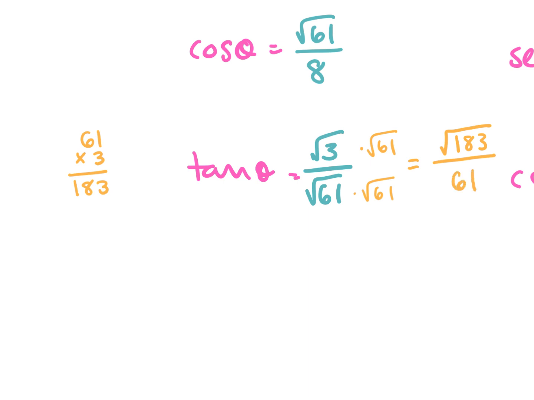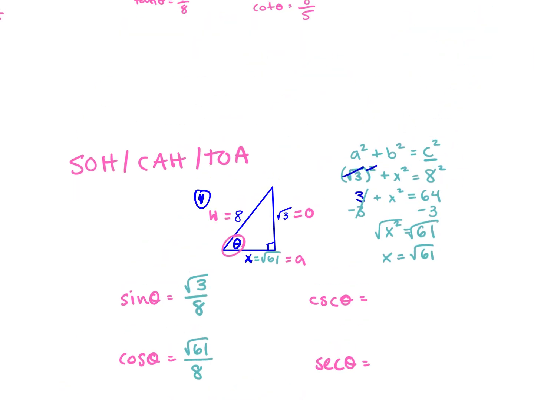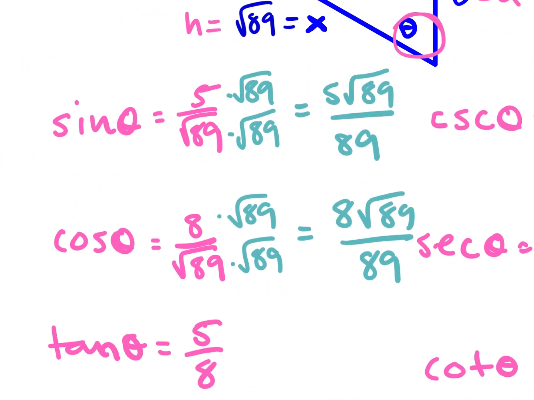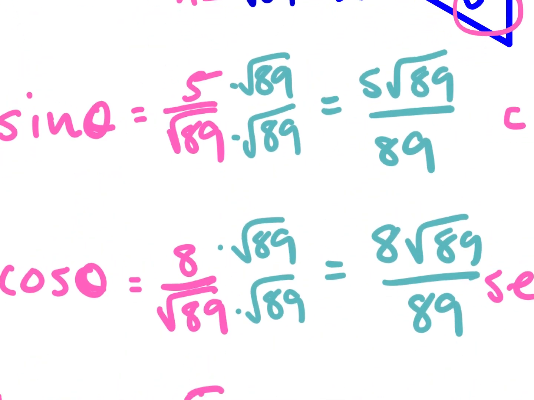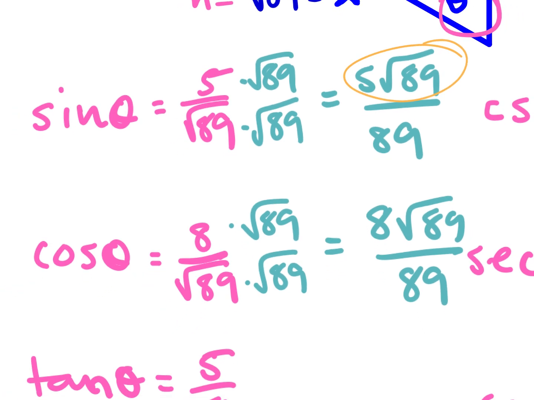So if you're multiplying two square roots together, you can actually combine them, multiply the numbers together. In the other example, we had a whole number and a square root. So for the example up here, we had 5 times square root 89, which was just 5 square root 89. You can't combine a whole number and a square root.